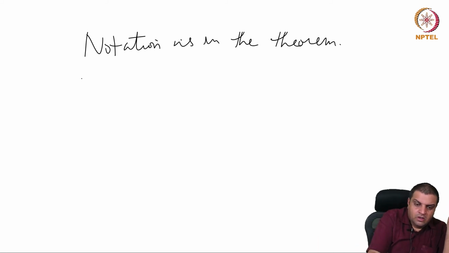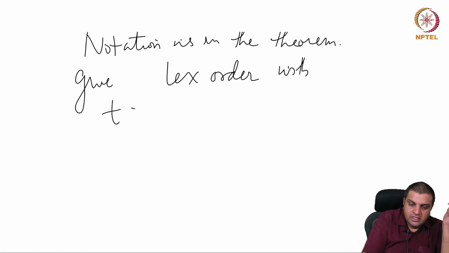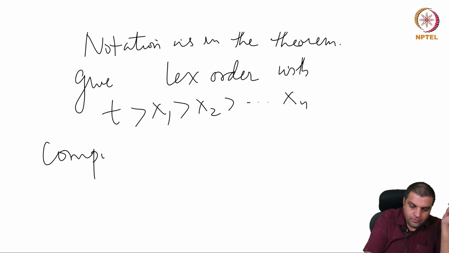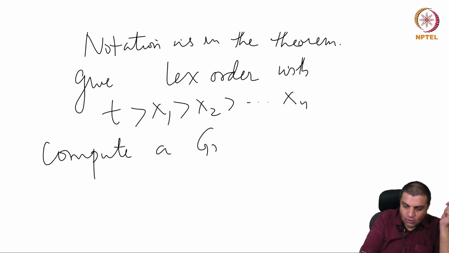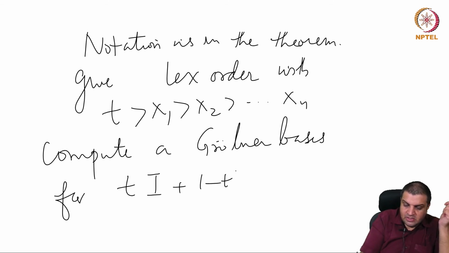Okay, given a monomial order, give Lex order with t bigger than x1 bigger than x2 up to xn, then compute a Grobner basis for t·I plus (1 minus t)·J inside S.